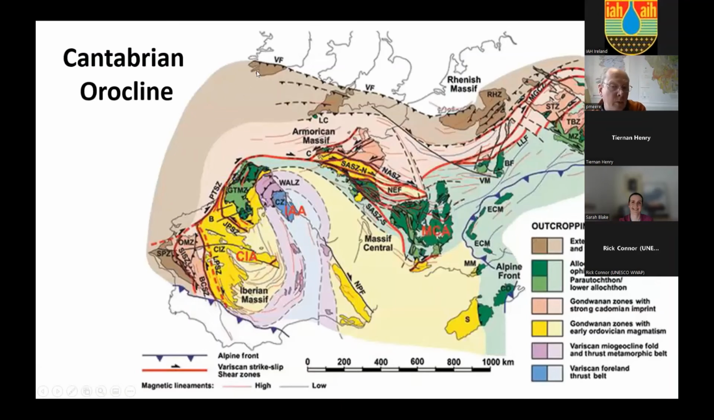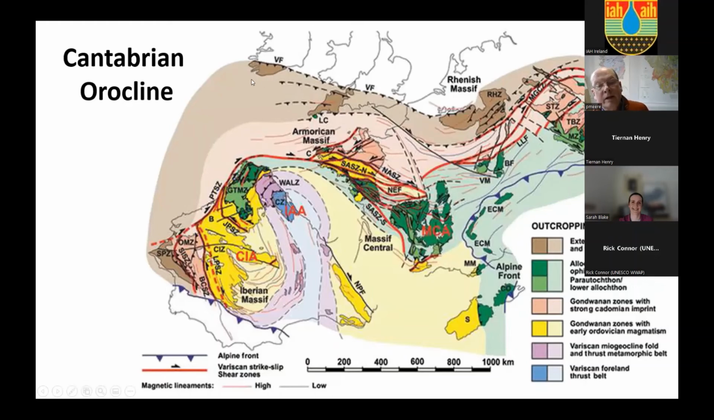You might say, why are we getting these late cross extension features? Obviously, with ongoing compression from the south, you'd expect east-west extension and late east-west extension after the whole system locks up. Also bear in mind, and I just threw this in as a bit of a flight of fancy, Ireland sits on the northern flank, if you like, of the Cantabrian orocline, and I've been working with colleagues in Spain on this recently, and we're going to do more work.